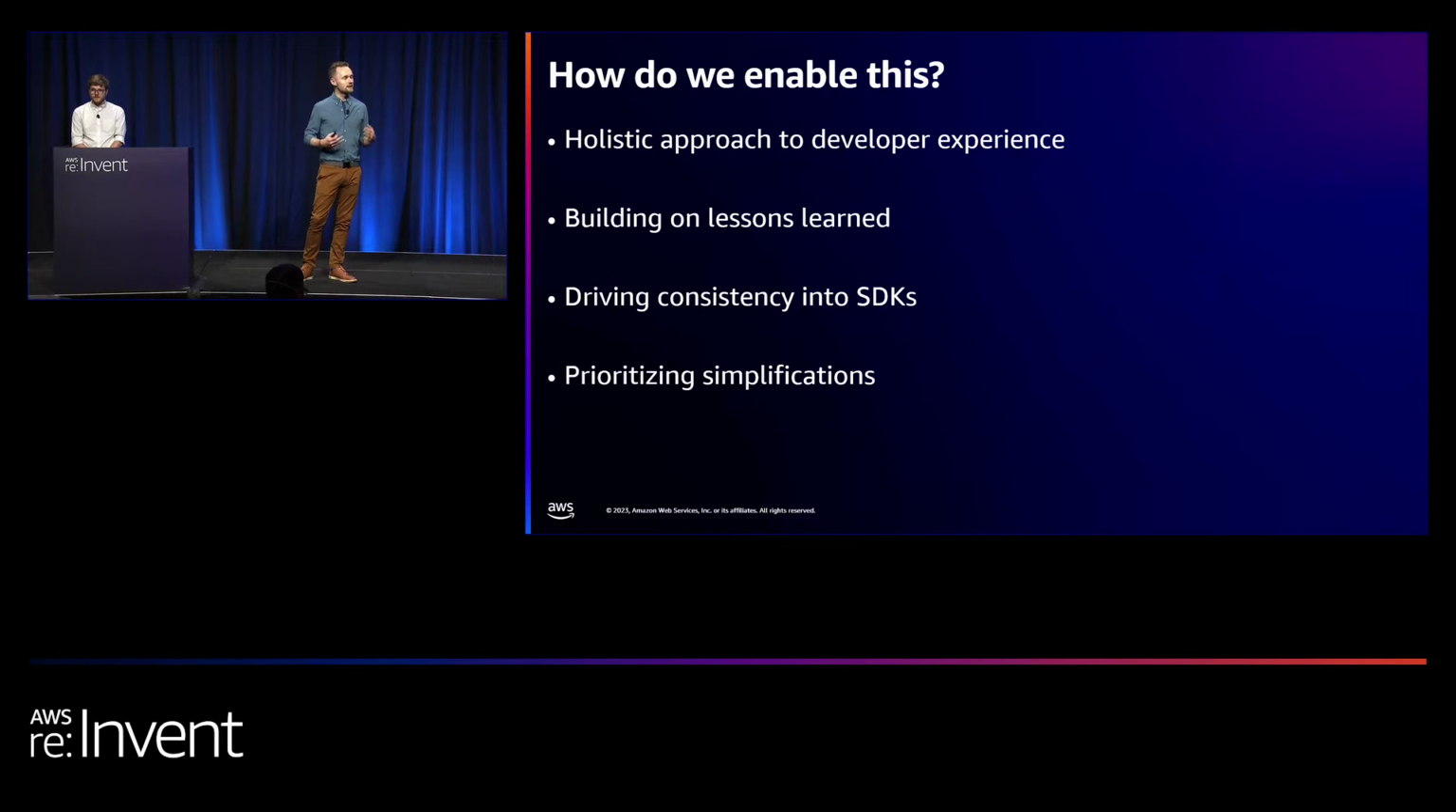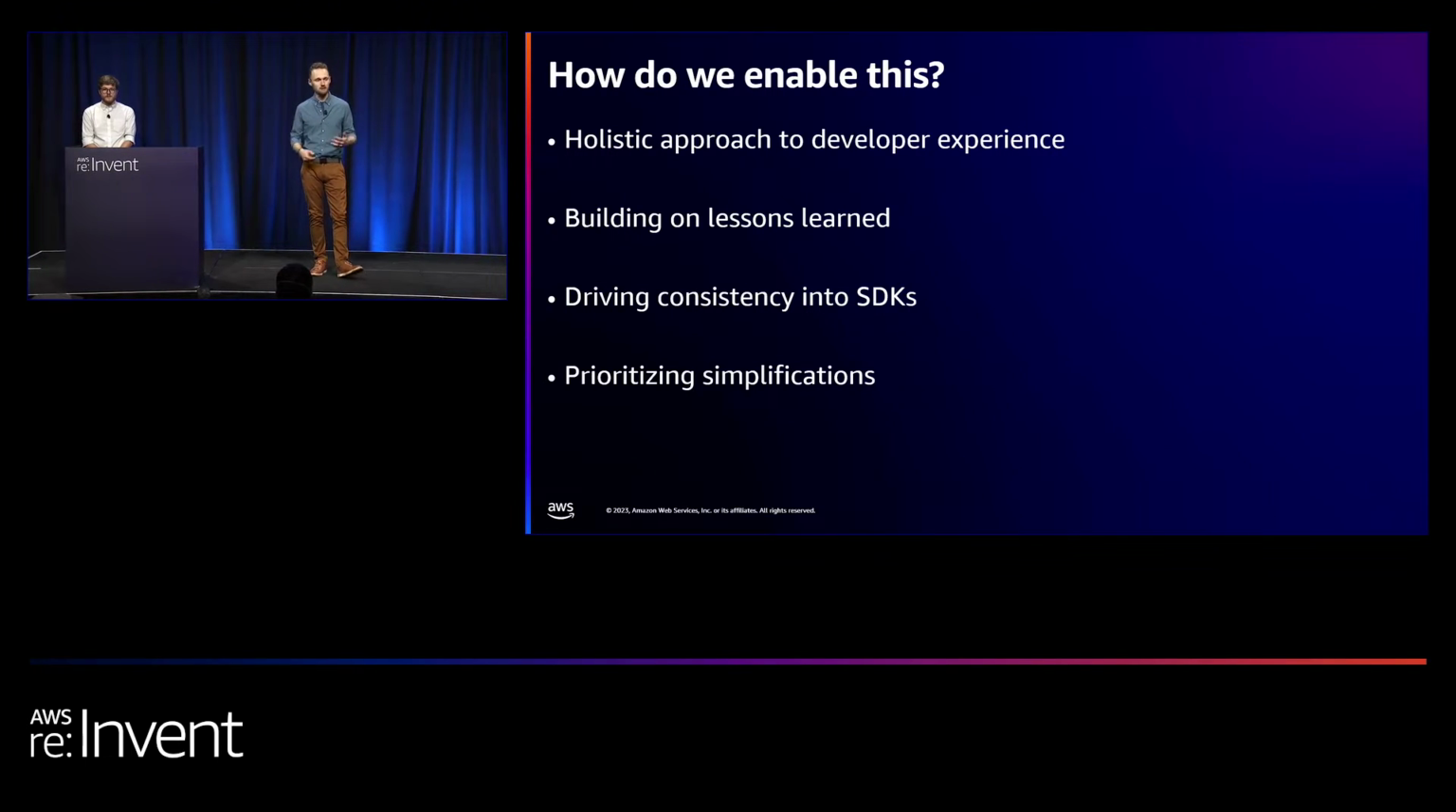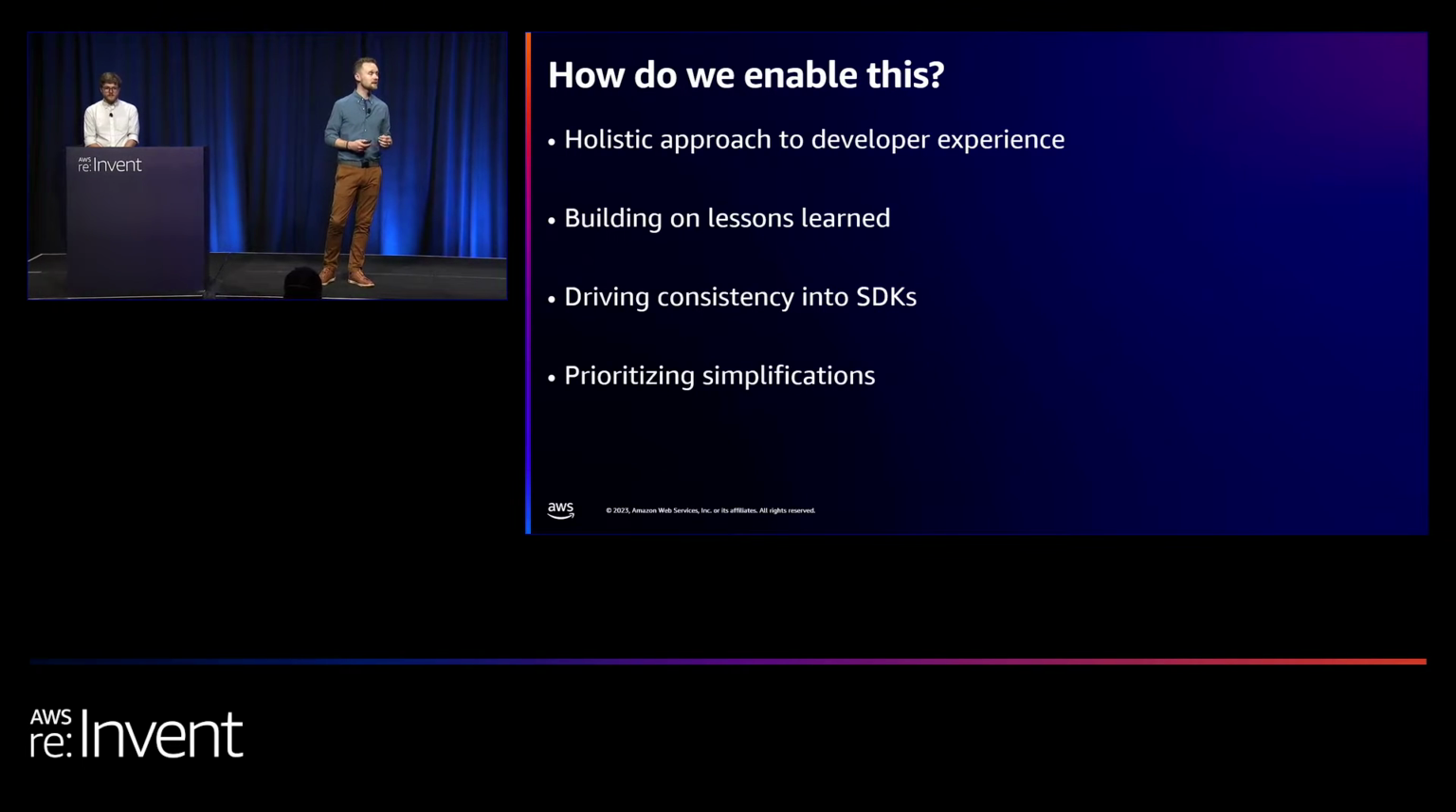We're working on driving consistency into the SDKs so that what works one way in, say, the Java SDK works the exact same way in Python and Rust and Swift. And then lastly, we're focused on prioritizing simplifications to the SDK. When we notice that customers are interacting with our services in a particular way over and over again, we look for ways to build that behavior into our SDKs to reduce the complexity of interacting with AWS.